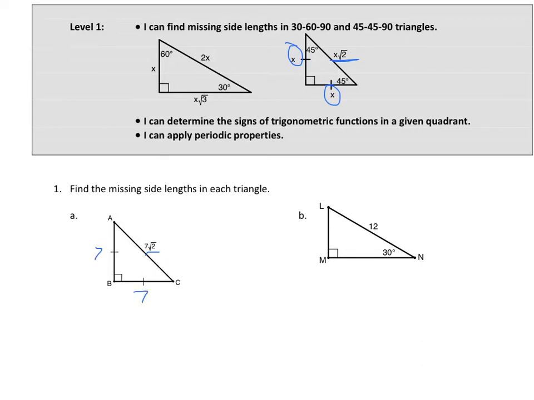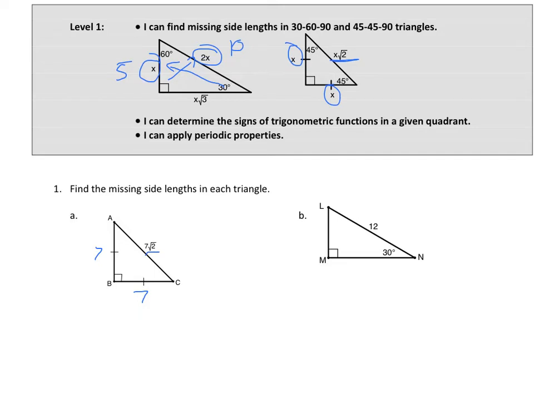In a 30, 60, 90 triangle, the shortest side across from the 30-degree angle we call x. And then if we double that side, we get the hypotenuse, which is across from the 90-degree angle. So we call that 2x. So for example, if this was 5, this would be 10. Just multiply by 2.